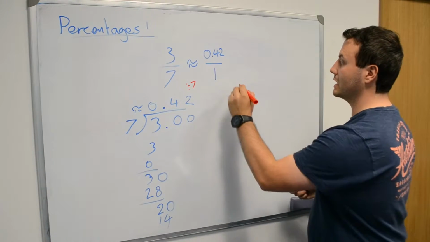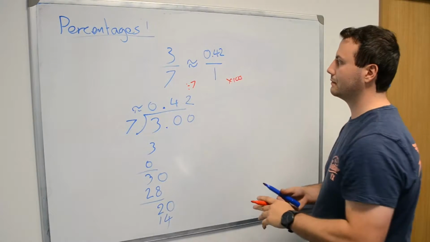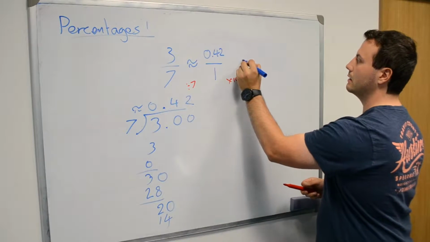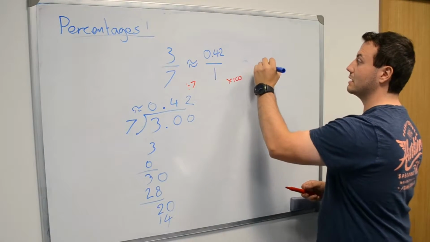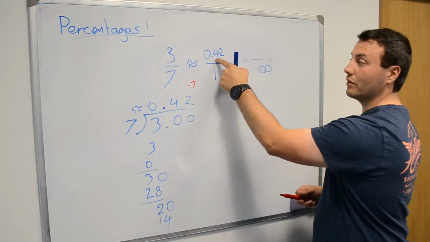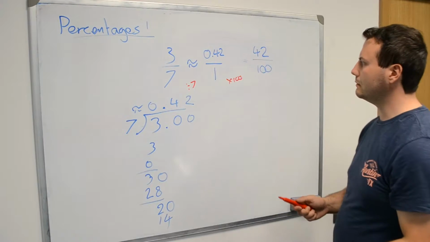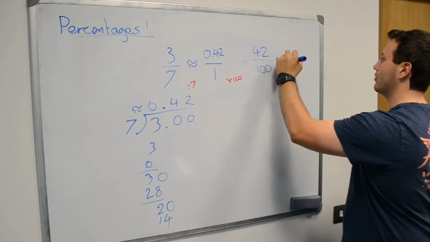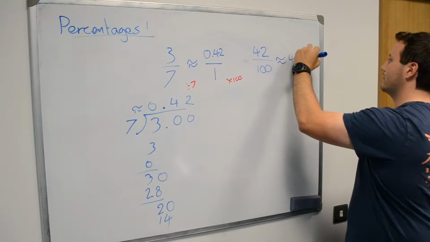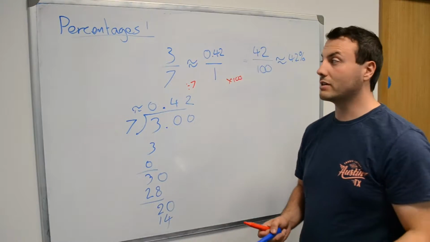And then at the end, we times by 100. So 1 times 100 is 100. 0.42 times 100 is 42, and that gives us, as we said, approximately 42%.